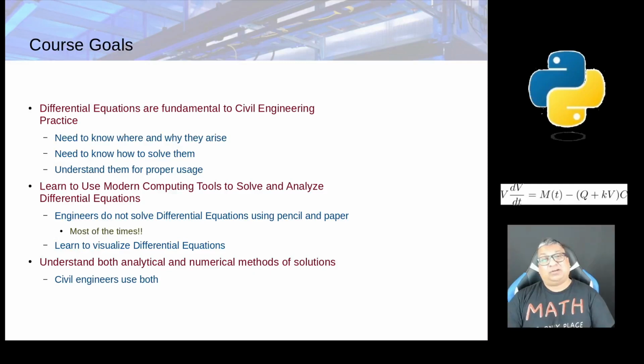So what we want to do here is to give you an overview of both analytical solutions and numerical solutions for solving a variety of differential equations that are of interest to us as civil engineers, as both these techniques are used widely in civil engineering practice.